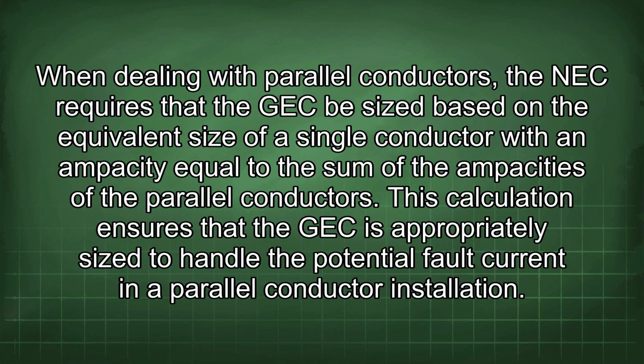When dealing with parallel conductors, the NEC requires that the GEC be sized based on the equivalent size of a single conductor with an ampacity equal to the sum of the ampacities of the parallel conductors. This calculation ensures that the GEC is appropriately sized to handle the potential fault current in a parallel conductor installation.